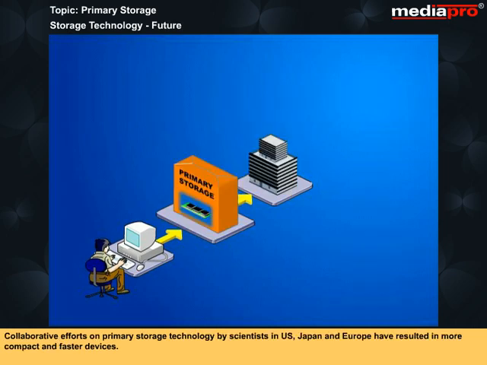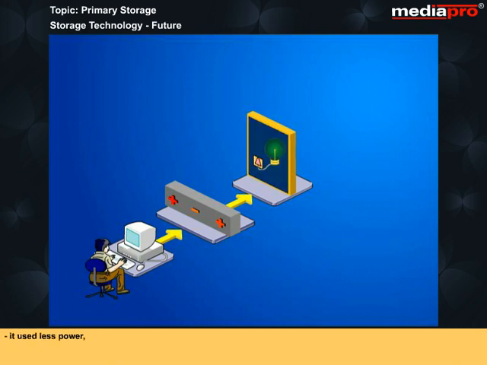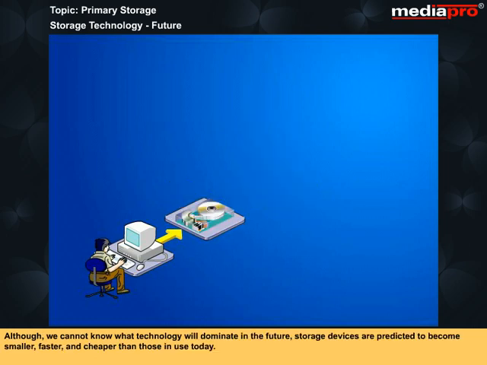Collaborative efforts on primary storage technology by scientists in US, Japan and Europe have resulted in more compact and faster devices. Using another semiconductor called gallium arsenide or GaAs instead of silicon was a tremendous breakthrough since electronic pulses were seen to move 5 times faster. It used less power, it could operate at higher temperatures than silicon, and it could also emit light. Although we cannot know what technology will dominate in the future, storage devices are predicted to become smaller, faster and cheaper than those in use today.